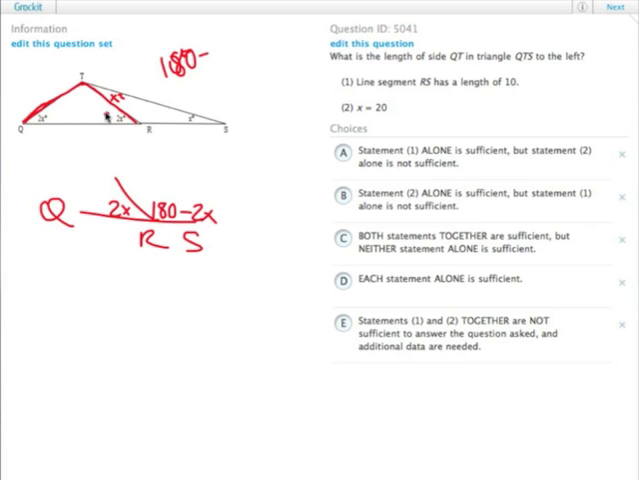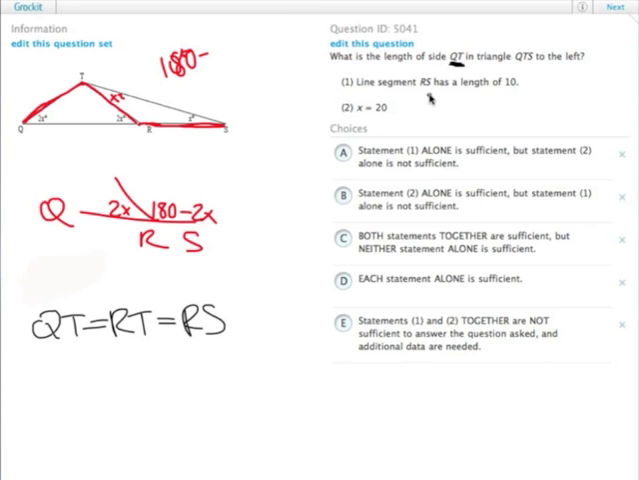Now we know that these two sides of angle RTS are also the same. So RS is also equal to QT. So we have QT, I'll erase that. QT is equal to RT, which is in turn equal to RS. We have two isosceles triangles next to each other. So if that's the case, if we get any one of those three, we will be able to solve for the side length of QT.